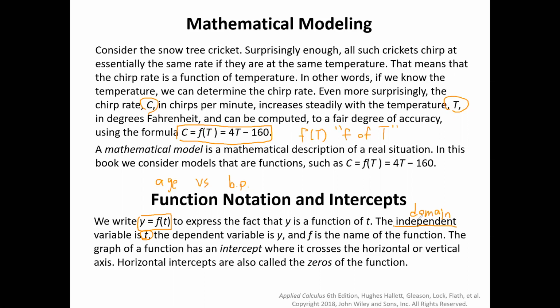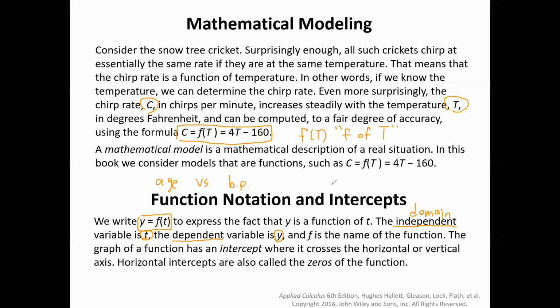In a lot of cases, we will just use t as a variable, but here, independent variable means we can select the time, or the temperature in this case, that we want in order to find out what the chirp rate is at that exact temperature. The dependent variable is y, and f is the name of the function. Dependent variable means this y value depends on what we picked for t.